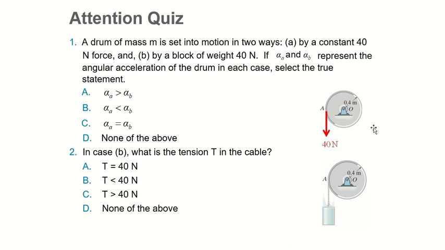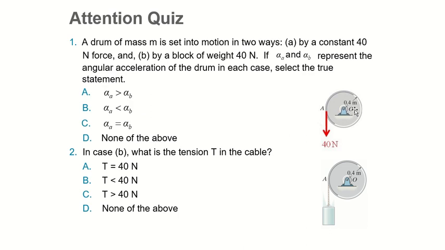So here we have a drum mass, again a mass, and there's some motion going on. Number 1A, it is driven by a constant 40 Newton force, so my external force is 40. B, it is driven by a block with a weight of 40 newtons. If acceleration A and acceleration B represent the angular acceleration of that drum in each case, you have to select the true statement. Is acceleration A greater than acceleration B, or less than acceleration B, or are they equal to each other? It cannot be equal to each other.